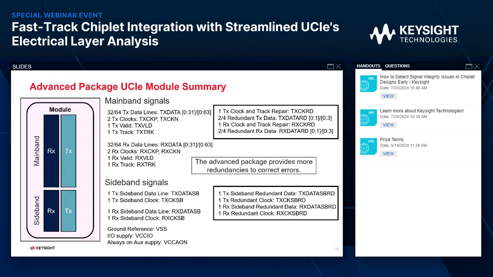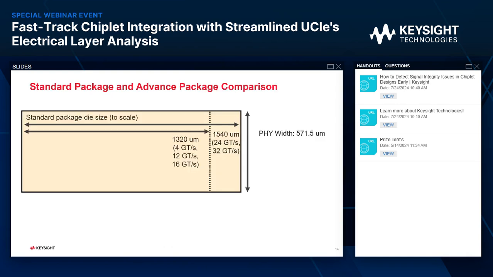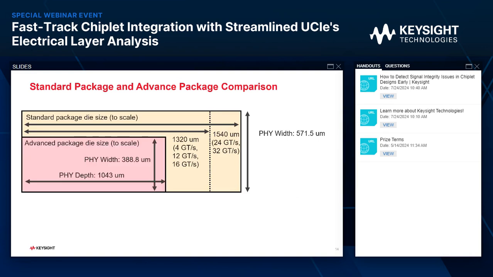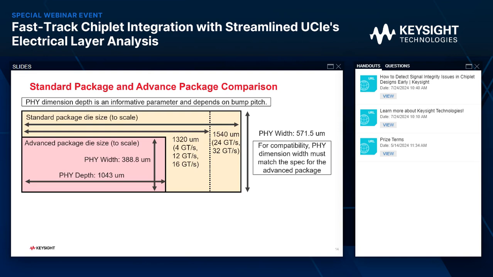Finally, I want to close out the discussion on standard and advanced package by comparing the size. This is an example to scale. We have the width and the depth of the standard package. And here is the advanced package to scale. The depth is an informative parameter and depends on the bump pitch, while the width, based on the standard, must match the spec for advanced package. Overall, for compatibility, it is good for you to make sure the width is within spec.